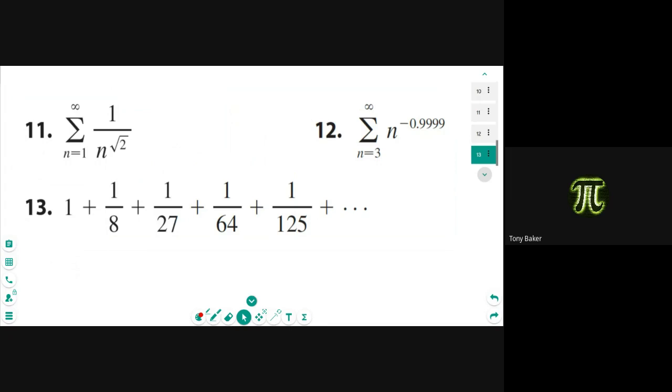2 to the third, 3 to the third, 4 to the third, 5 to the third. That is n to the third, and that's convergent. So it's C, D, C. Convergent, divergent, convergent.